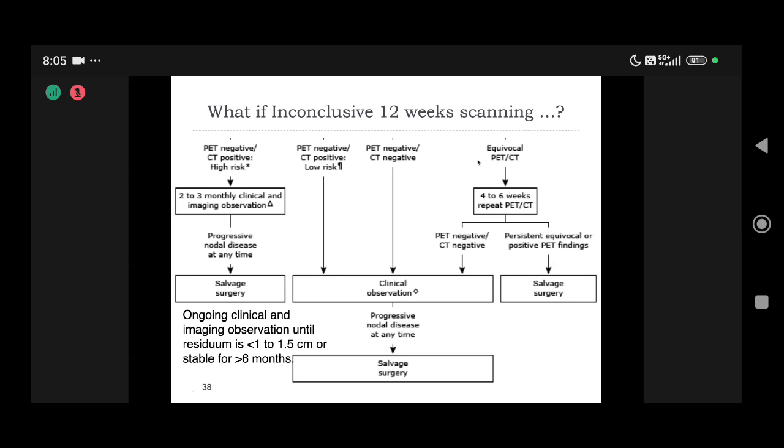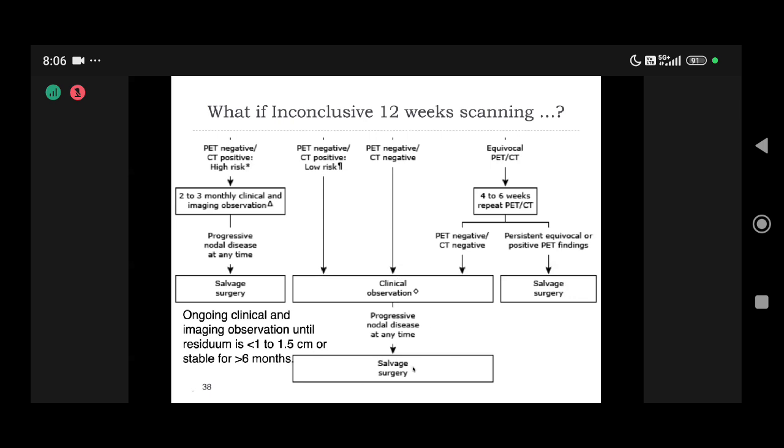What was also important was if it was an equivocal PET-CT response. What that meant was if the PET was positive and there was no structural disease, or there was structural disease seen on the CT component, but there was no metabolic response seen on the PET, they were labeled as an equivocal PET-CT, and they did a repeat PET-CT at 6 weeks. And based on their findings, if it was still equivocal, they went ahead with the salvage neck dissection. And if the PET component or the structural component disappeared in 6 weeks, these patients were kept under clinical observation, and gradually during the follow-up, if there was any evidence of disease, they were taken up for salvage surgery.